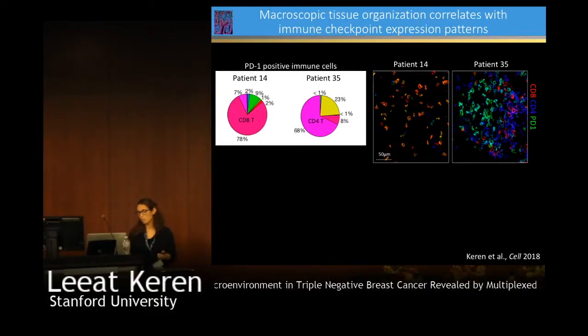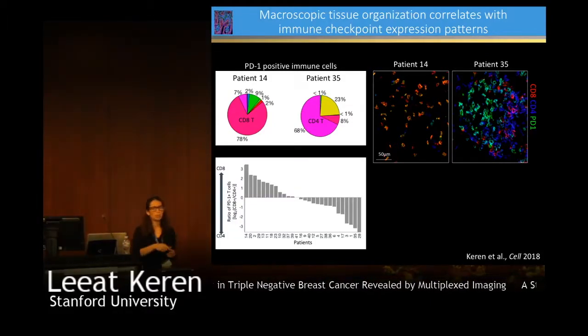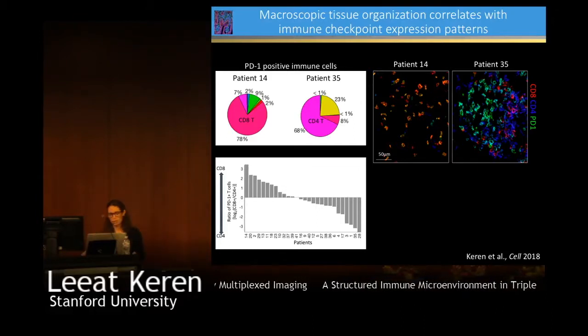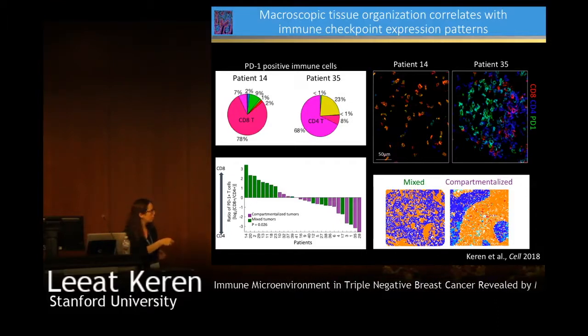And so now we look at the same patients and we sort them by their PD-1 expression, either on CD8 or on CD4. So all these patients have PD-1 expression predominantly on CD8, whereas all these patients have PD-1 expression predominantly on CD4s. And if we now color these patients by their architecture as either mixed or compartmentalized, you see a very good correlation between the two. So these mixed tumors tend to have PD-1 expression on CD8, and these compartmentalized patients tend to have PD-1 expression on CD4.